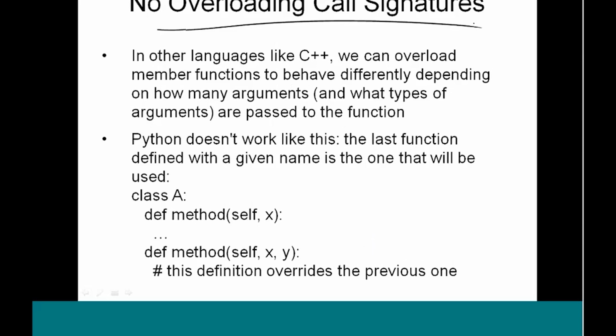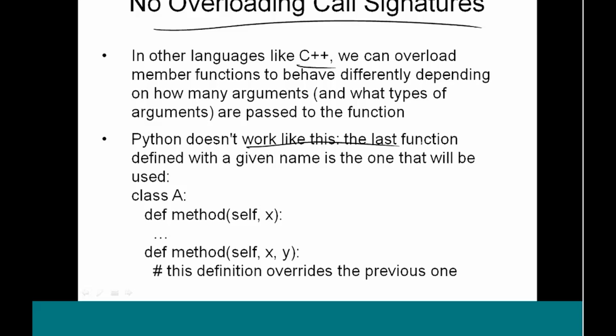One thing that you may want to note is that there is no overloading of call signatures. In other languages like C++, you can overload the member functions to behave differently depending on how many arguments are passed to the function. But Python does not work like that. The last function defined with a given name is the one that will be used. So we cannot overload the function itself in Python; it just uses the last defined function and doesn't use the ones prior to that.